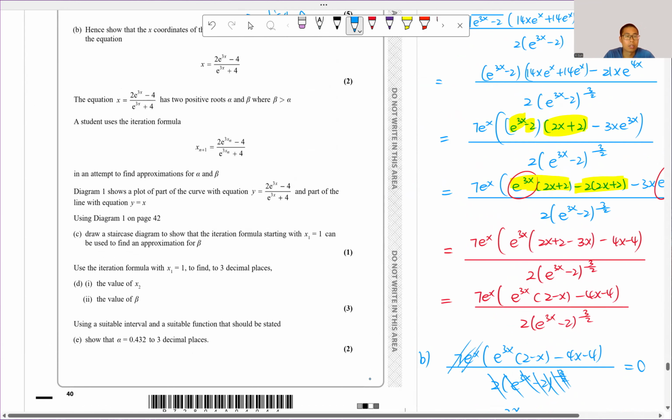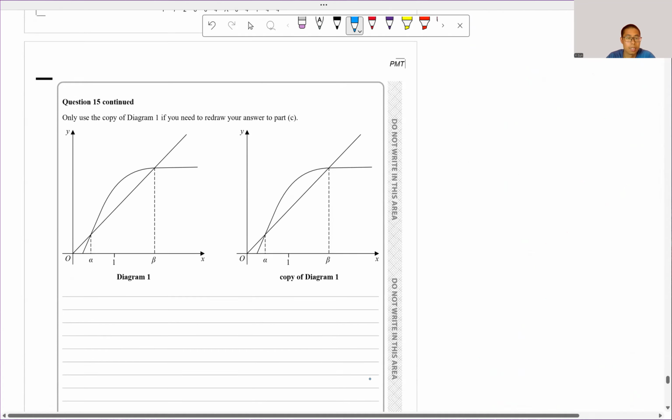And then for part C, we want to draw a staircase diagram to show that the iteration formula, starting with x1 equal to 1, can be used to find an approximation for beta. Okay, so the diagram is in here.